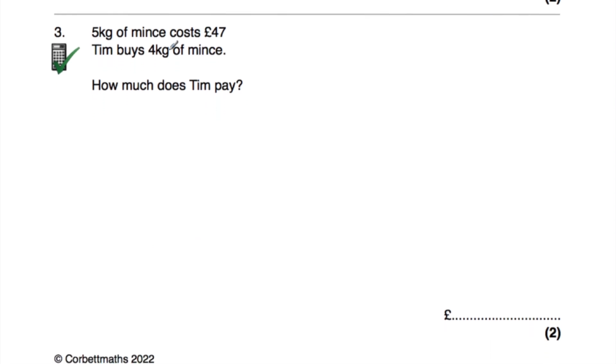So question number 3 says 5 kilograms of mince costs £47. Tim buys 4 kilograms of mince. How much does Tim pay? So in this question, it'd be really useful if we could work out the cost of 1 kilogram of mince. So what we're going to do is take the cost of £47 and divide it by 5. And if we divide it by 5, that'll tell us the cost for 1 kilogram of mince. So £47 divided by 5 is equal to £9.40. So that's £9.40 per kilo, per kg.